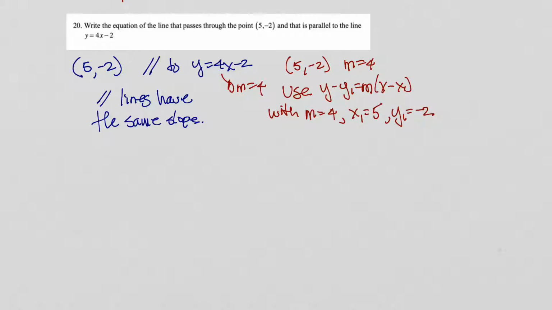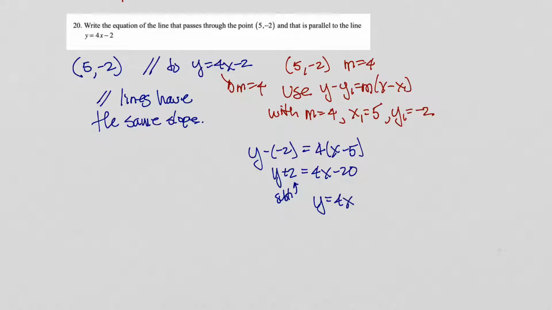So let's substitute those values into our template here, and we will get y minus negative 2, be careful of the negative, y minus negative 2 equals m, which is 4, times x minus x1, which is 5. Y plus 2 equals 4x minus 20. And now subtract that 2, and we'll get y equals 4x, and then negative 20 minus 2 is minus 22.